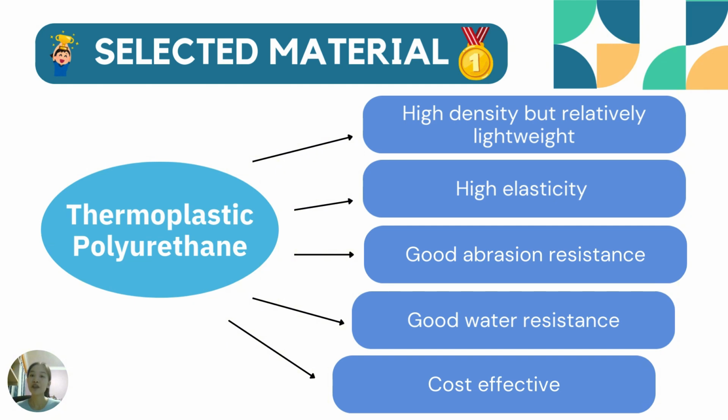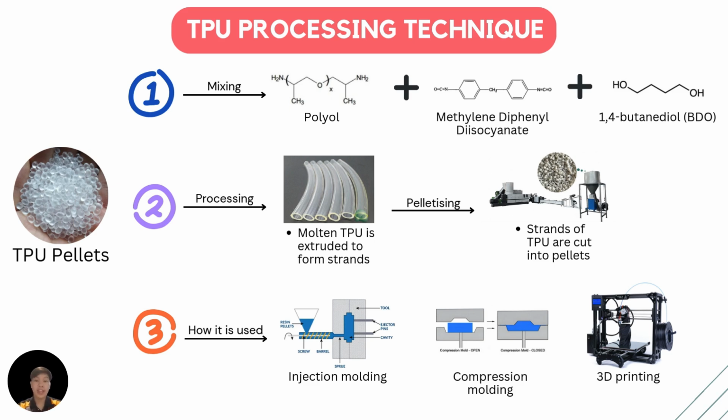Other than that, TPU's good abrasion resistance means it can withstand wear and tear from constant ball contact, enhancing the racket's lifespan. With good water resistance, TPU protects the racket from moisture damage, making it reliable even in humid or damp environments. Lastly, TPU is cost effective, offering a great balance between performance and affordability, making it an ideal choice for mass production. Now that we've selected thermoplastic polyurethane, TPU, let's explore how it is produced and processed.